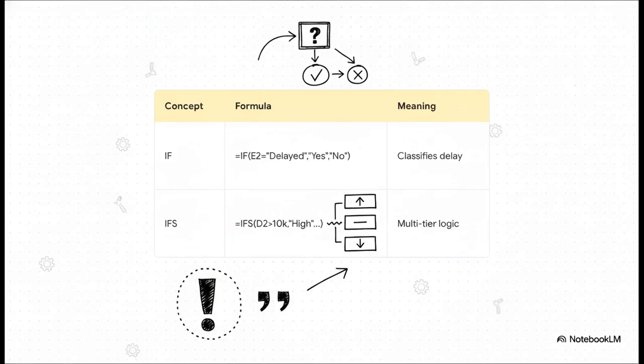For the business question, is this order eligible for a penalty? The IF function checks if the status is delayed and spits out yes or no. For a more complex question like, what is the performance tier? The IS function categorizes deals into high or medium, all in a single expression. A super common error here? Forgetting your quotation marks around text criteria. Don't let that trip you up.